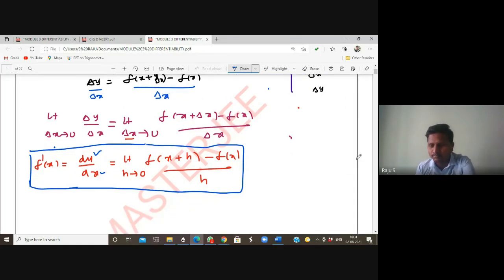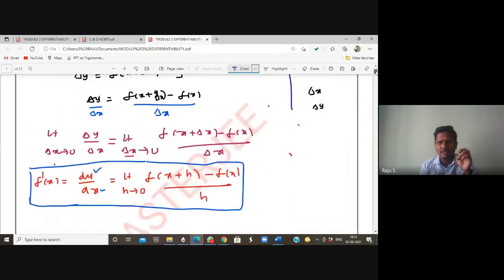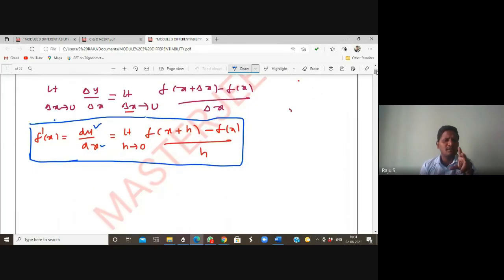A few applications will be there: natural growth and natural decay, bending of beams, electrical circuits, orthogonal trajectories, like body temperature. All of these depend on applications of the derivative. A few applications belong to the first order, where dy by dx means first order derivative, d to the power 1. We differentiate only once. If I write d square y by dx square, this is the second derivative. So first order derivative applications will be there, which you will study in the future.